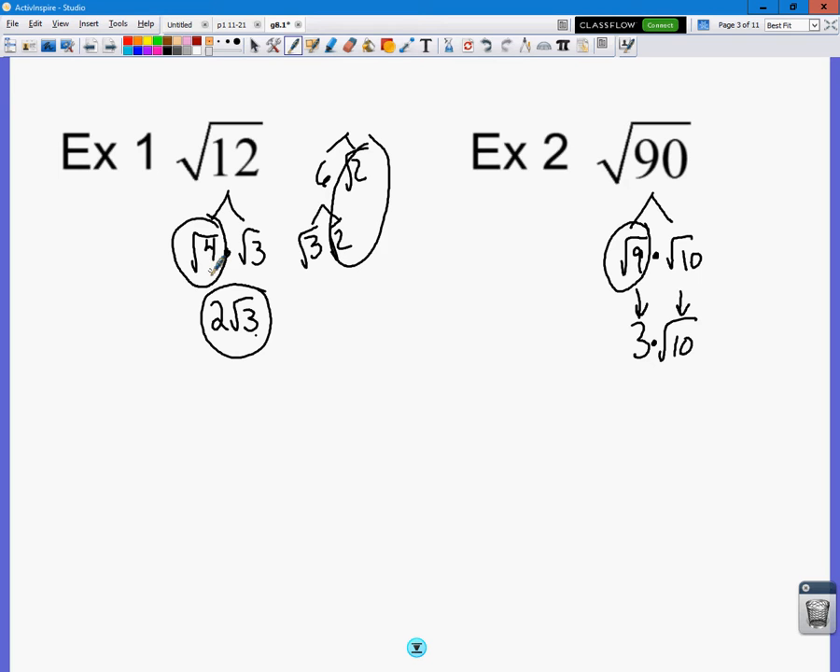What was the square root of 4? 2. Can I take the square root of 3? No, I just bring it down. That help?